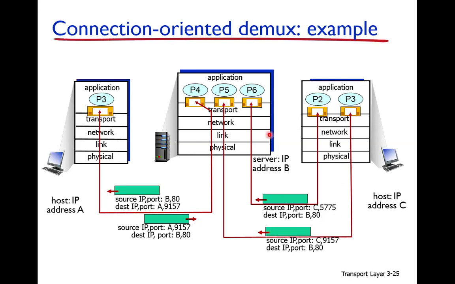Okay, so this is the main difference, that a TCP socket can communicate with only one socket. So this is the difference between TCP and UDP.